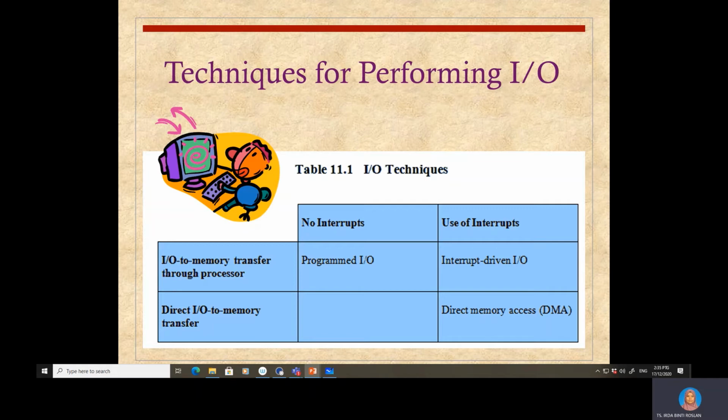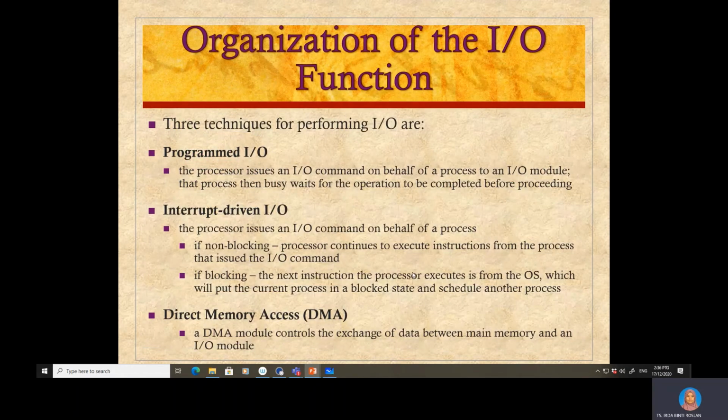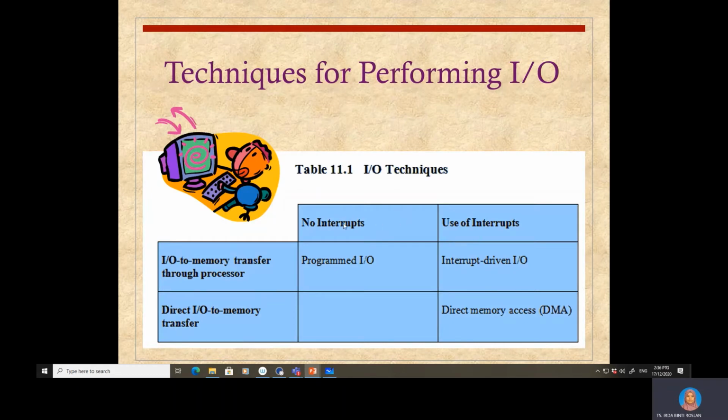There are two techniques: with no interrupts and with the use of interrupts. These three techniques can be divided into these two categories: no interrupts and use of interrupts. If it's through the processor with no interrupts, it is called program I/O. The use of interrupts is interrupt-driven I/O. And direct I/O to memory transfer, without going through the processor, is called direct memory access. We use interrupts as well, but only at the beginning and end of it. So we shall see after this.